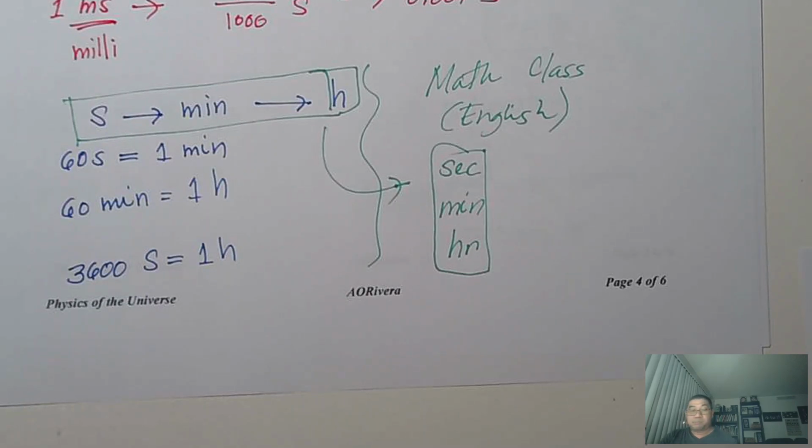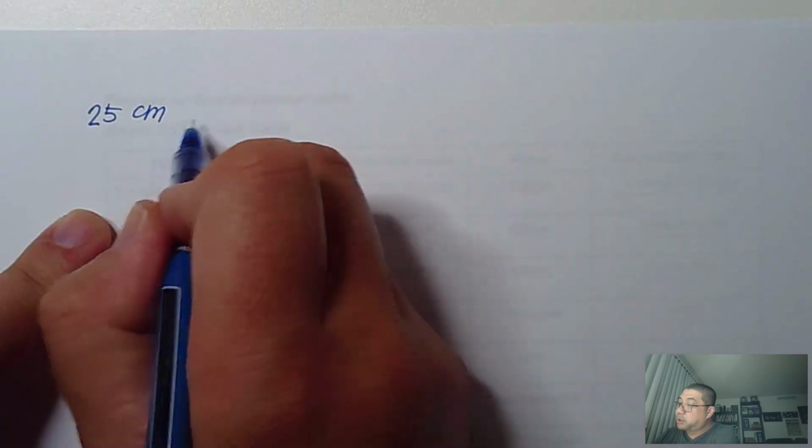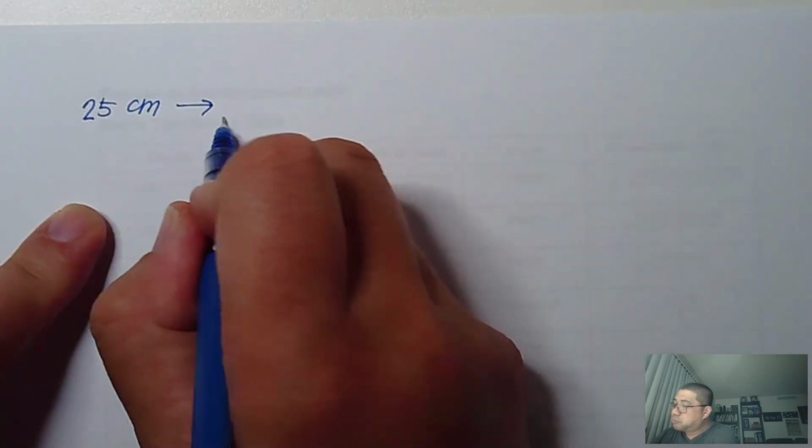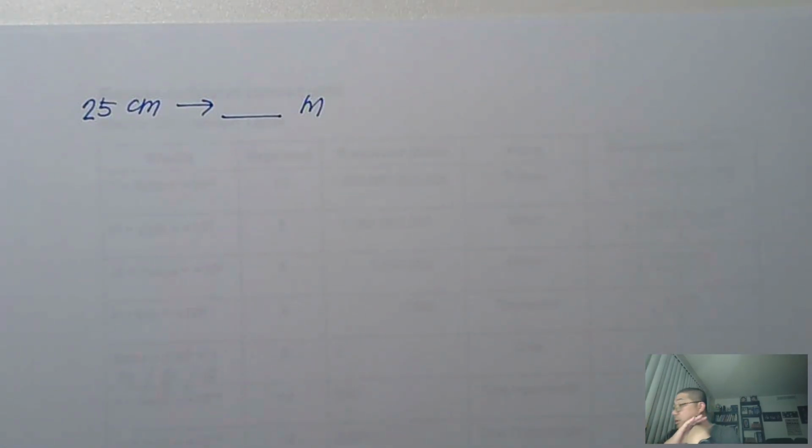Now let's move on to page 5 for the process on how to convert units and some examples. This is your page 5. I know you start with a blank page. Let's say I wanted to convert 25 centimeters, and I wanted to know how much this is in terms of meters. So we're going to the base.